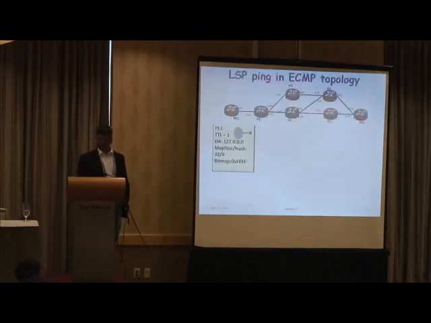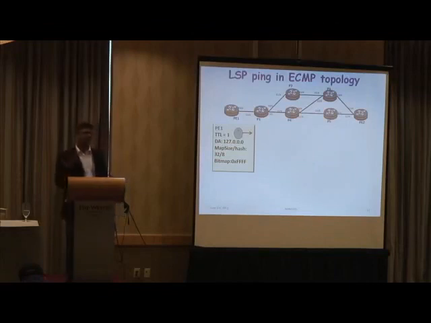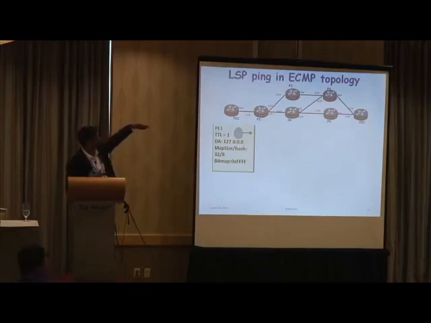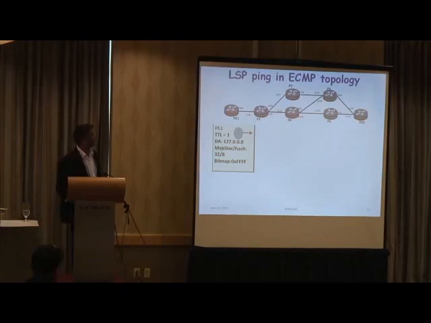So ECMP troubleshooting, which I wanted to cover a little bit. How am I going to do ECMP troubleshooting? Like in this simple topology, I have paths from PE1 to PE2. I could take P1, P2, P3, or I could take P1, P4, P3, or I could take P1, P4, P5. So there are 3 different paths I could take in order to reach PE2 from PE1.